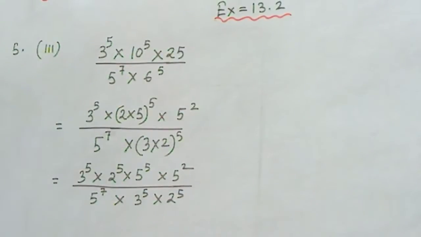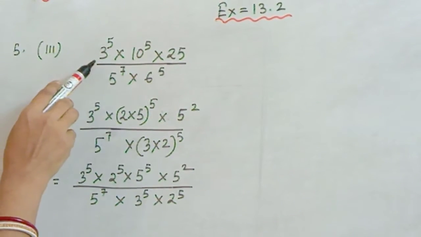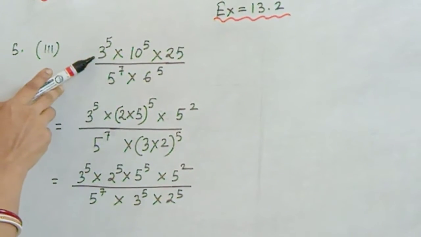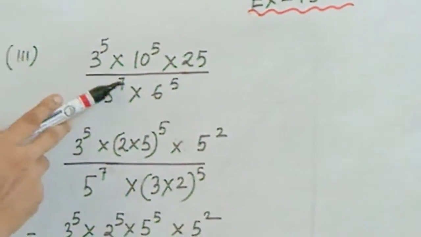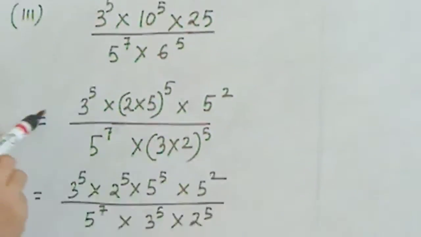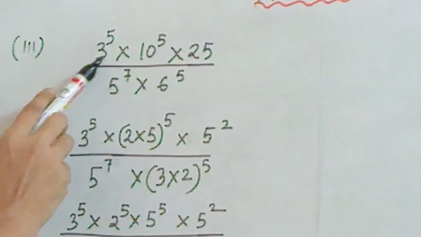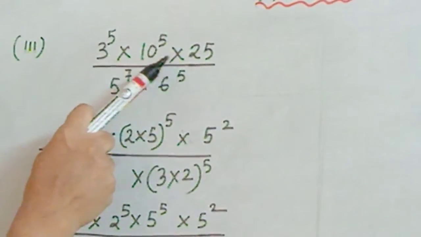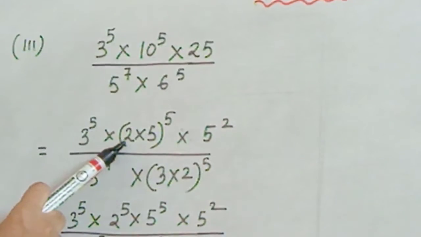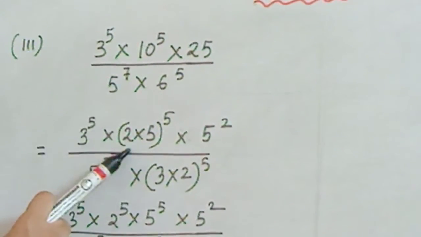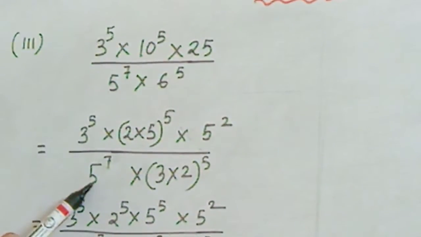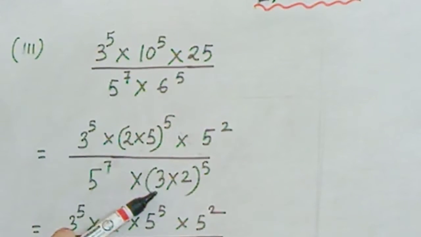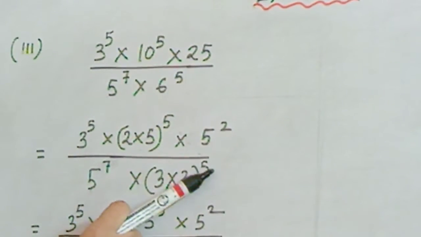Come to the next sum. Now question number 3 from 5: 3 to the power 5. See the question properly. 3 to the power 5 into 10 to the power 5 into 25 by 5 to the power 7 into 6 to the power 5. Now check first that all the numbers are in their prime factor form. No, 10 we can break into 2 into 5. So 10 to the power 5 is 2 into 5 to the power 5. And 25 is 5 square. 5 to the power 7, keep it as it is, and into 6 to the power 5. 6 means 3 into 2 whole to the power 5.